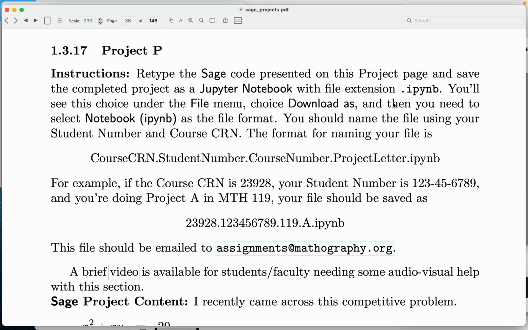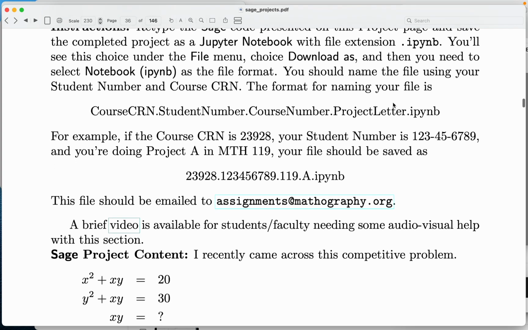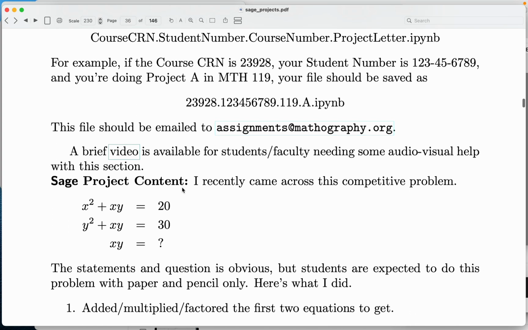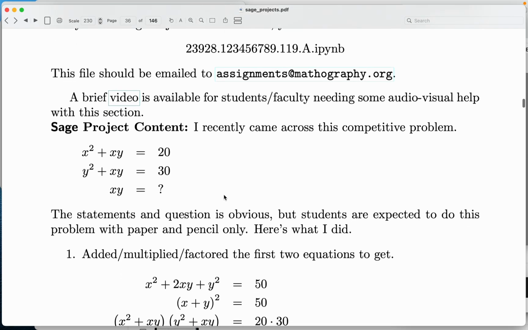Okay, this is the last project, Project P for the 119 section. What I'm going to do is this occurred on an exam, a competitive exam, by the way, and it was for students to solve this. Of course, we're expecting to read through this over here. On a competitive exam, people are not using Sage to do the problem, of course. They're using paper and pencil to do it.